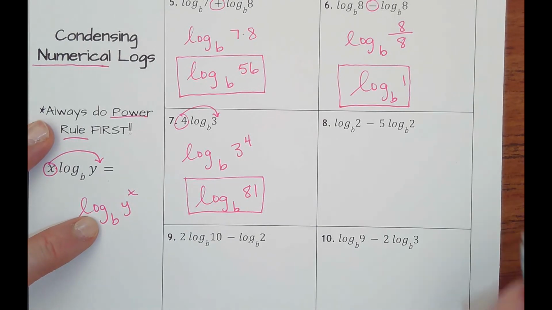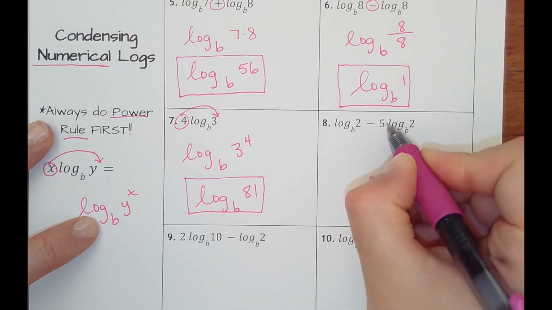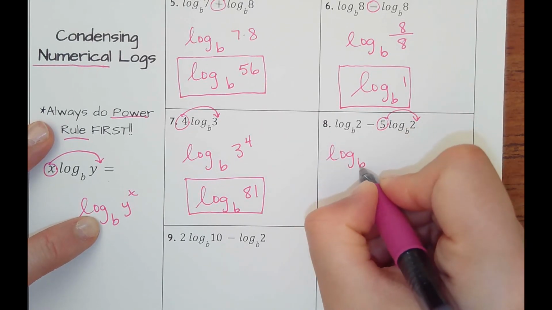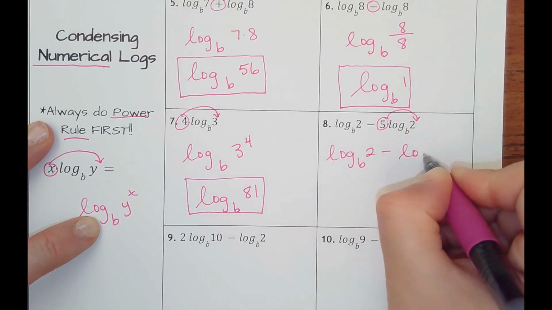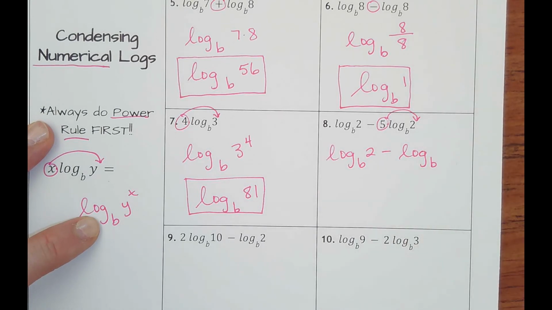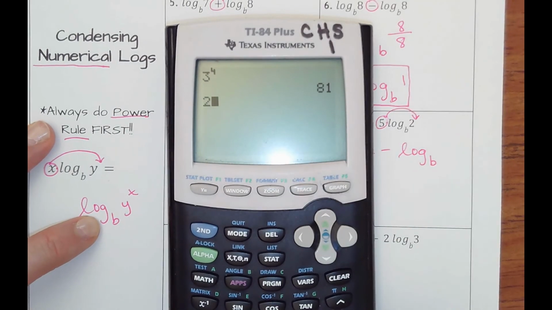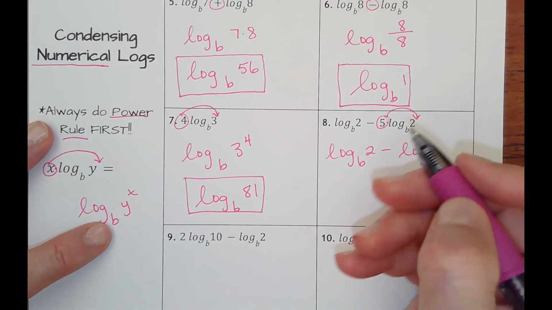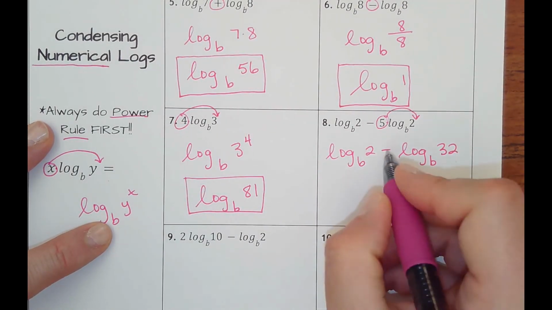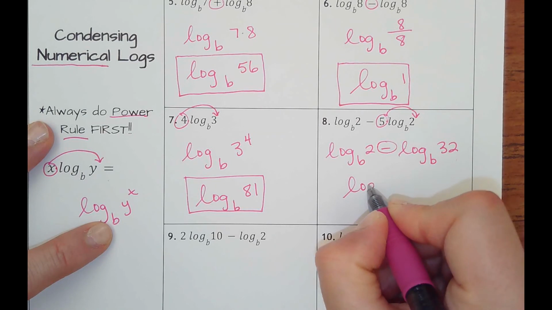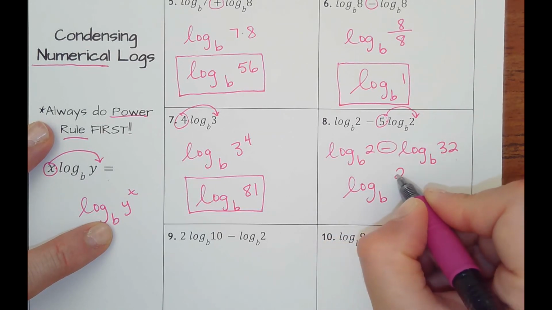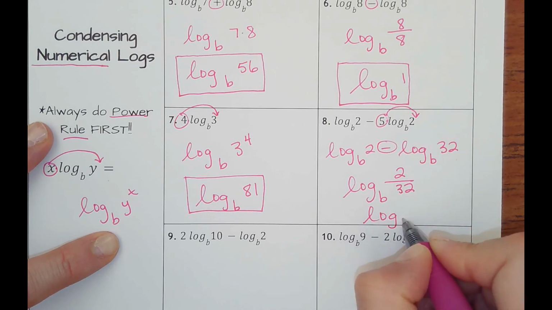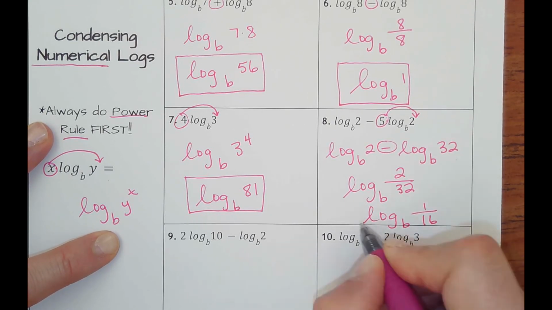Number 8 has 2 parts to it. I see this power rule first. Move the 5 as a power. We'd have log base b of 2 minus log base b of 2 to the 5th power, which is 32? Yep. And then we've got subtraction, so we'll do division. It'd be 2 divided by 32, which is going to reduce to 1/16.